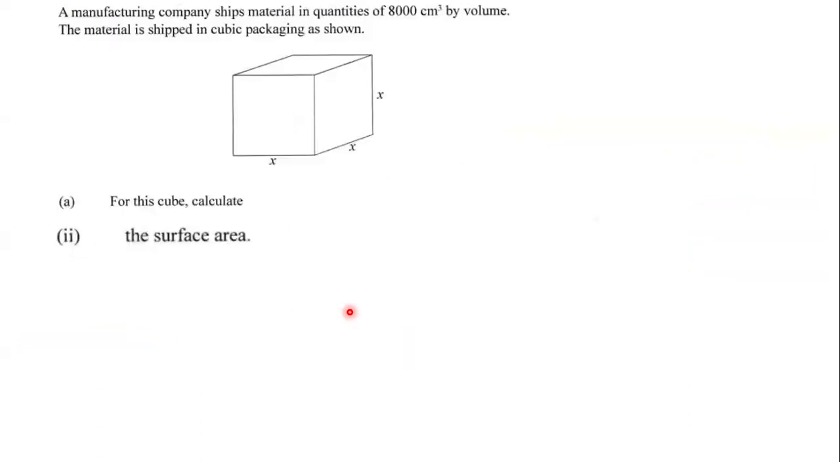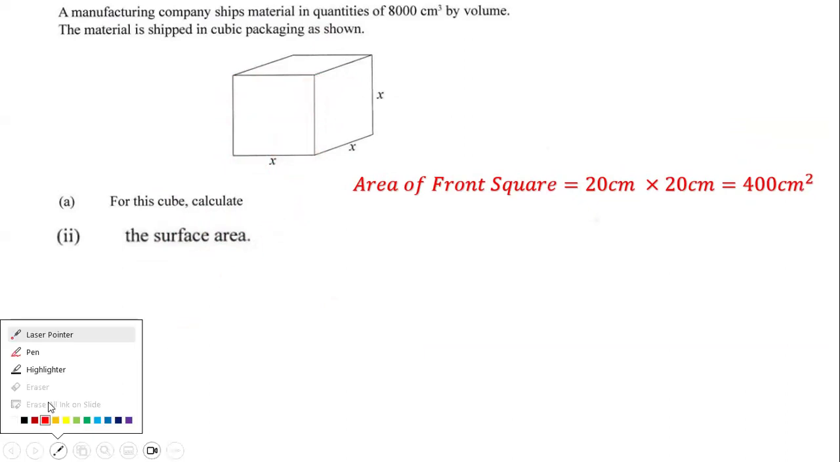Next, it says, for this cube, calculate the surface area. In order for us to calculate the surface area, we're going to find the area of all the sides, and then add them up together. So we have to figure out first the area of this front square, which is going to be length times width, this side multiplied by this side. Now all the sides are x.